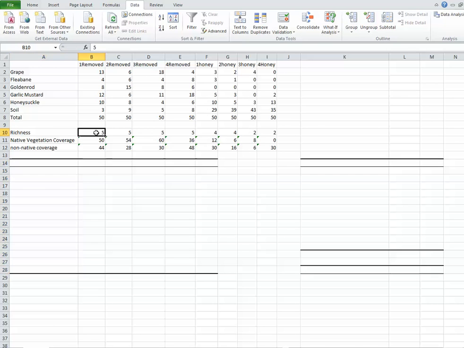With the richness, I just went through and counted up the species. It was pretty quick and easy just to see that, oh yeah, all 5 were in all 4 of these transects. This one only had 4 because there's a 0 here. These only had 2 because there's 3 zeros in here.